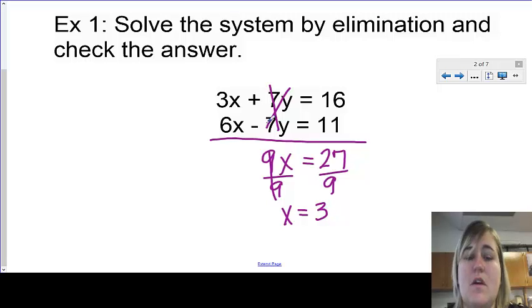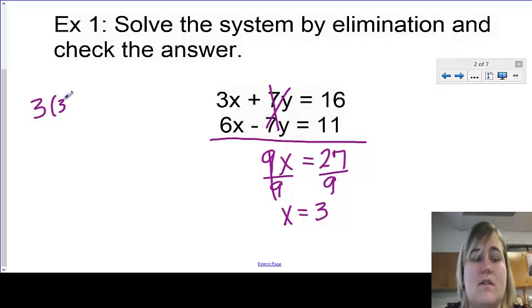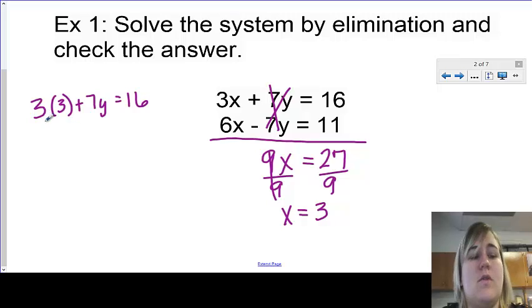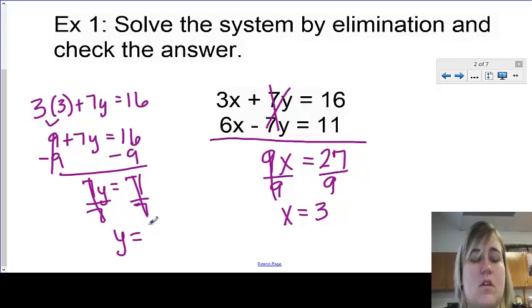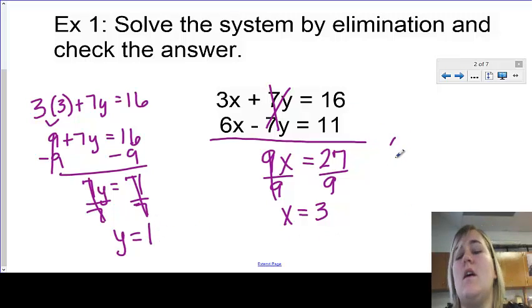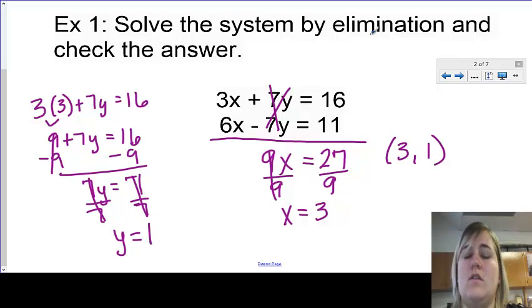Now that I know that x equals 3, I can take it up here and plug it into one of my original equations. So I have 3, and instead of x I'm going to put 3, plus 7y equals 16. 3 times 3 is 9, plus 7y equals 16. Subtract 9 from both sides. I have 7y equals 7. To get y by itself, I divide by 7 on both sides. So I end up with y is equal to 1. So my solution is 3, 1.